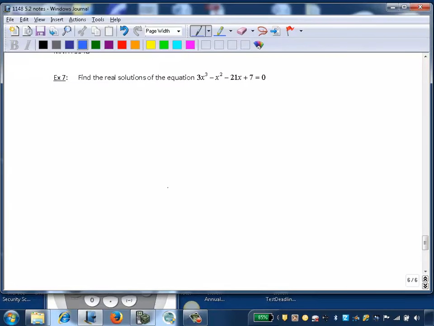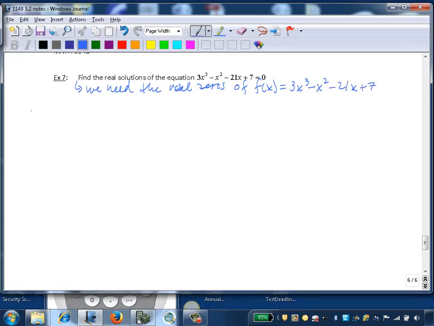Example 7. Find the real solutions of the equation 3x cubed minus x squared minus 21x plus 7 equals 0. So we know that real solutions of this equation set to 0 are the same as finding the real zeros of the function f of x equals 3x cubed minus x squared minus 21x plus 7. So this is just another way of asking. So we need to find the real zeros of the function f of x equals 3x cubed minus x squared minus 21x plus 7.